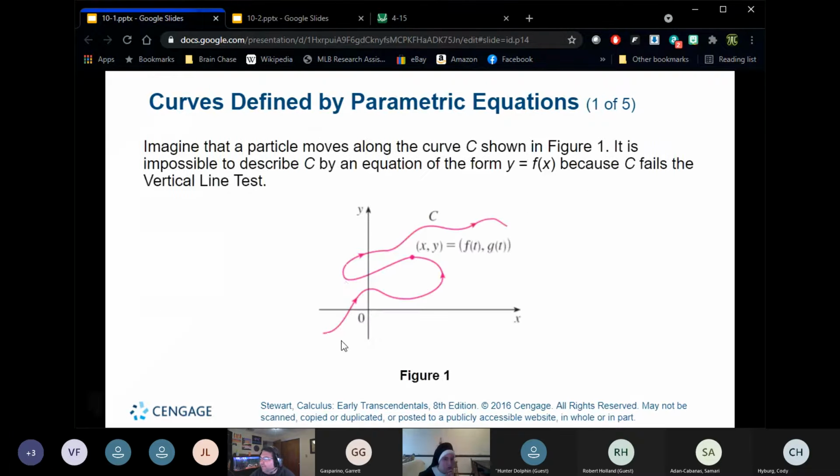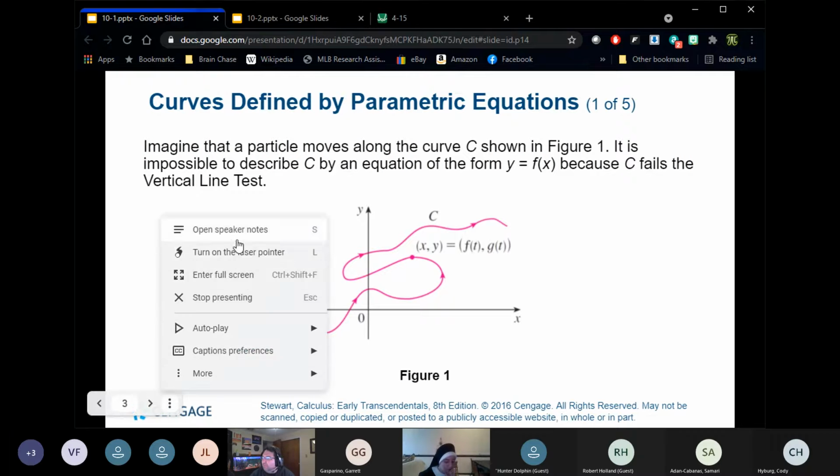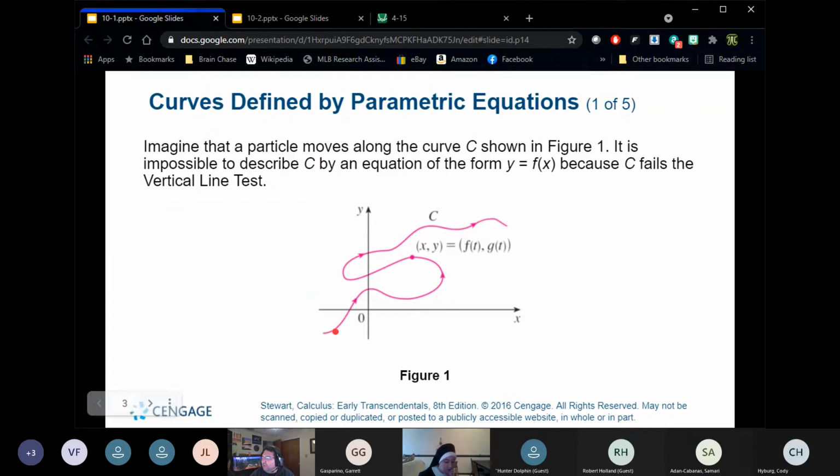So if you notice on this graph, you'll see those little arrows. That's actually the direction of the graph. So when we're looking at a parametric equation, you actually are going to have direction to your graph as well. So this one starts down here and goes up, and then goes back, and then goes this way. That parameter is what's giving you that direction.